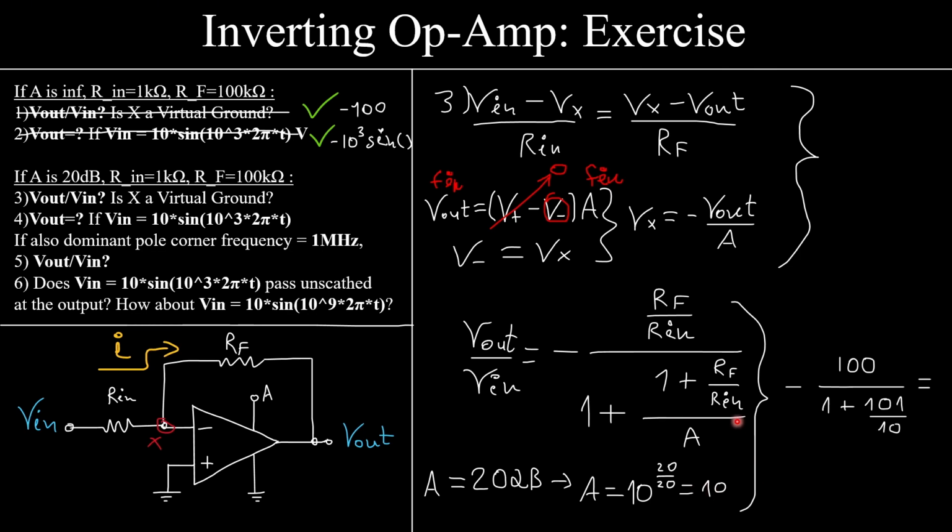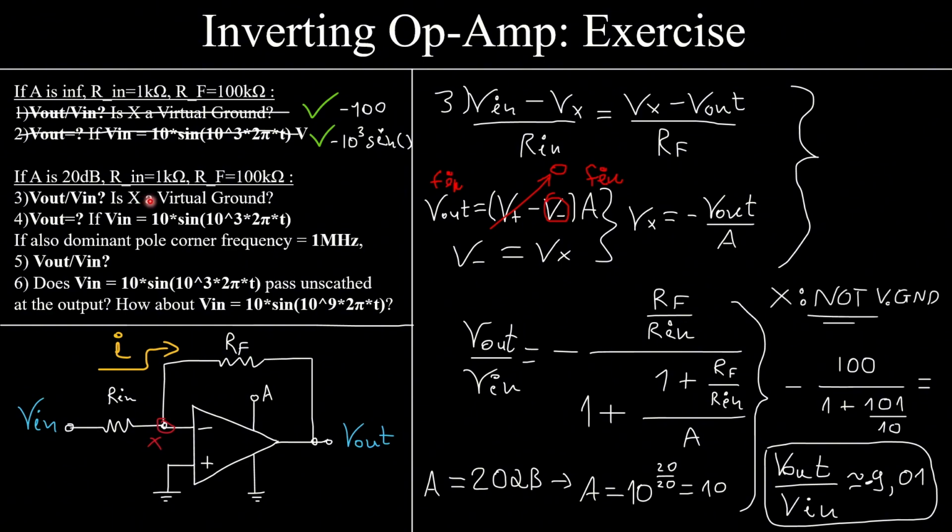I go ahead and replace everything here. This over this gives me 100, this over this gives me 100 plus 1, 101 over 10. With a minus in front, I do the math, and Vout over Vin must be equal to minus 9.01. So this is my gain now.